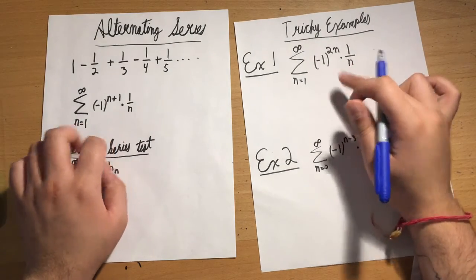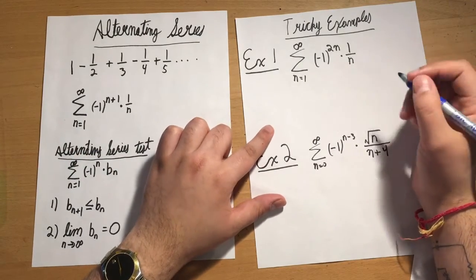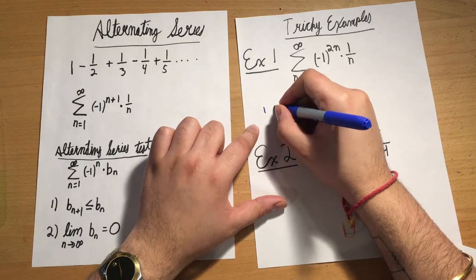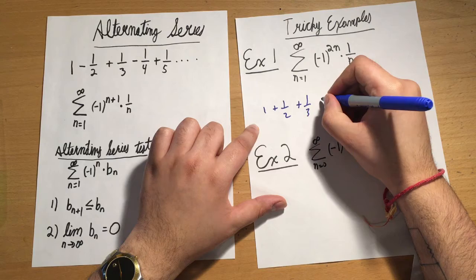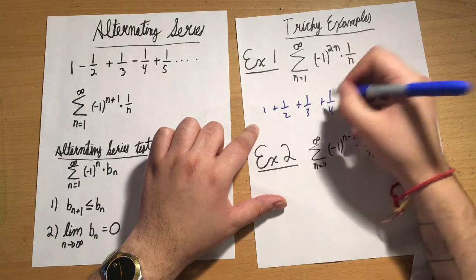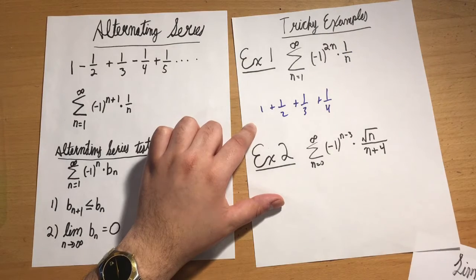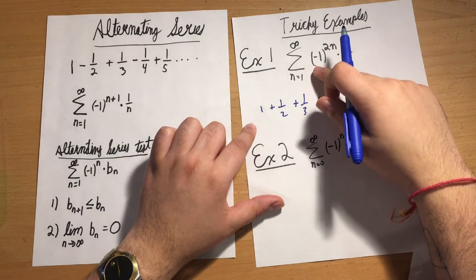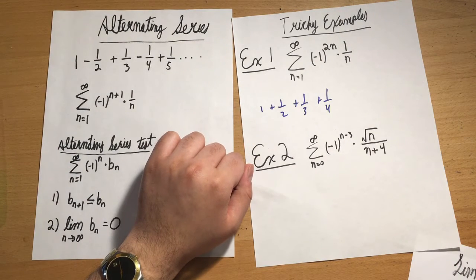But this isn't actually an alternating series. You can write out the terms. This series would end up being 1 plus 1 over 2 plus 1 over 3 plus 1 over 4, which is not an alternating series. The reason for that is this exponent, the 2n, is causing every exponent on the negative 1 to always be even.